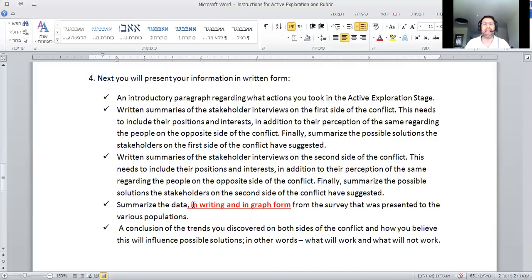Summarize the data in writing and graph form from the survey that was presented to the various populations. Basically, you are going to need to analyze your surveys. Okay, what did you find out from the surveys about the populations that are impacted? Not the stakeholders, but the people who actually are at the bottom of the rung, the average citizen who is religious, not religious, national Zionistic, male, female, divided up. Where do you see trends?